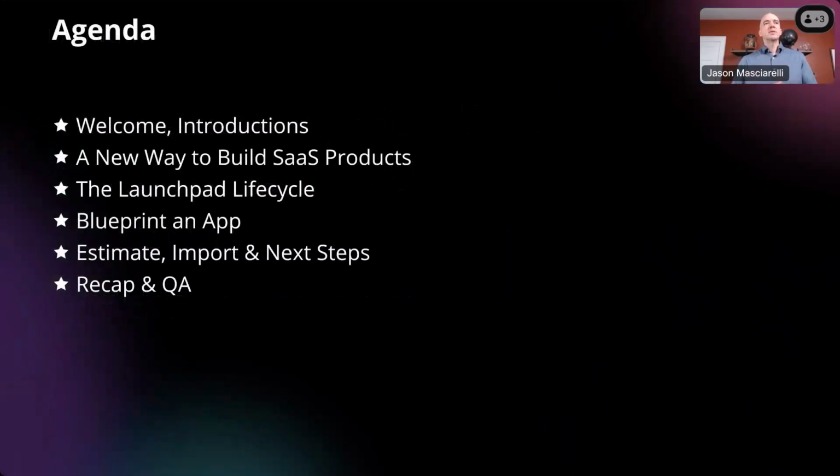So today I'll just do quick introductions. We'll talk a bit about a new way to build SaaS applications and products, and then how the product lifecycle in terms of development works with Launchpad, and then really focusing on building with Blueprint and how you do that. And then once you've got your Blueprint built, how you can estimate the consumption and usage and your costs, how you can import that to start to basically finish off your app. And then we'll go into the next steps and then do a quick recap and get into the Q&A.